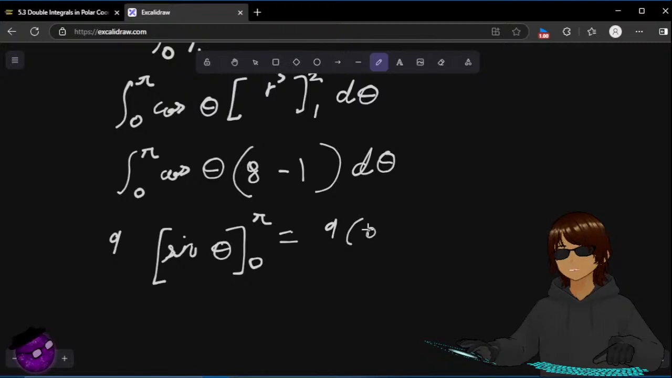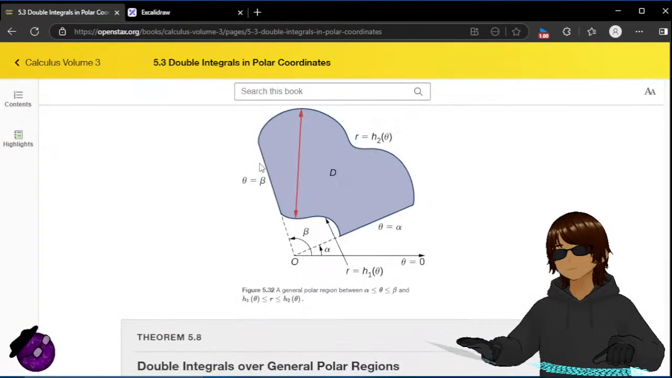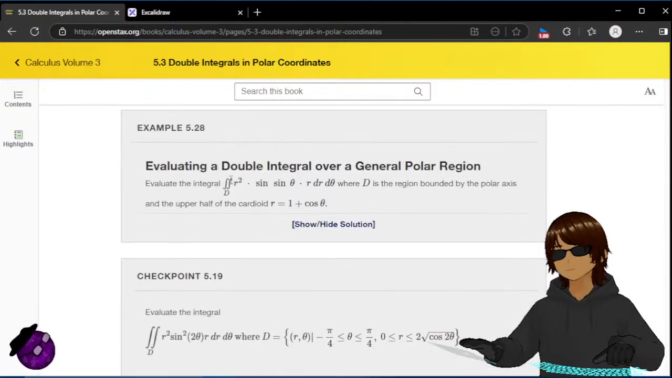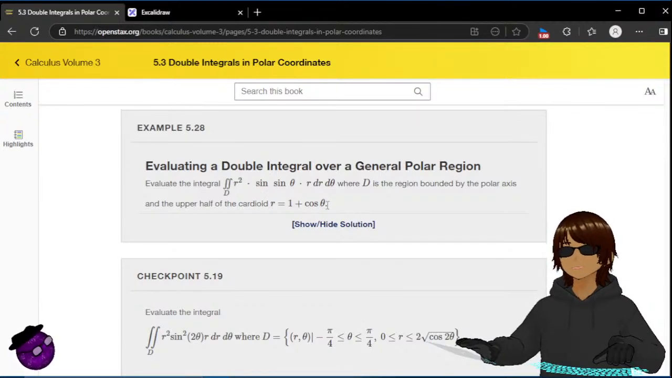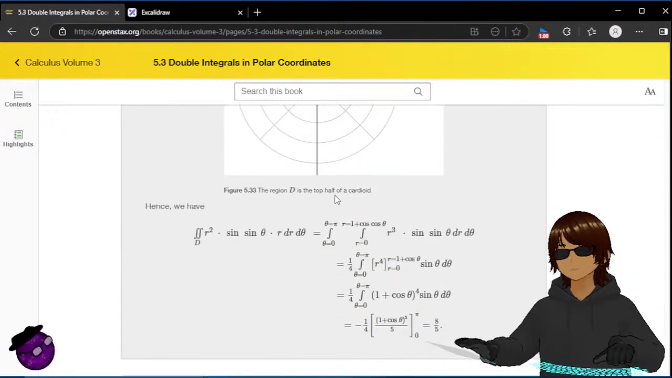From 0 to pi, this is 0. Evaluating the integral, evaluate the integral. So we have sine of, hold on, what is this? Where D is a region bounded by the polar axis and the upper half of the cardioid r equals 1 plus cos theta. I don't understand what this is. It's sine of sine theta.